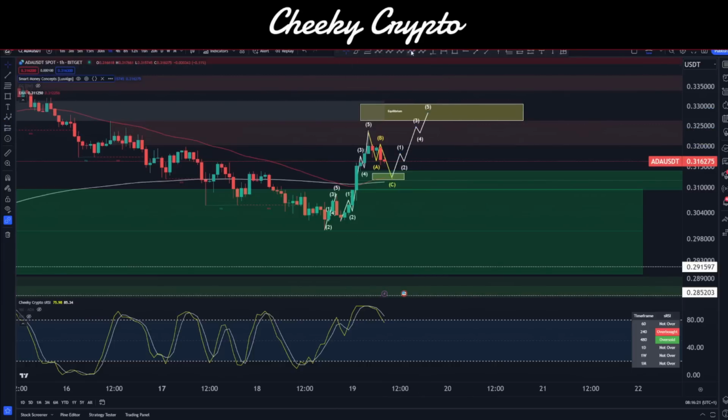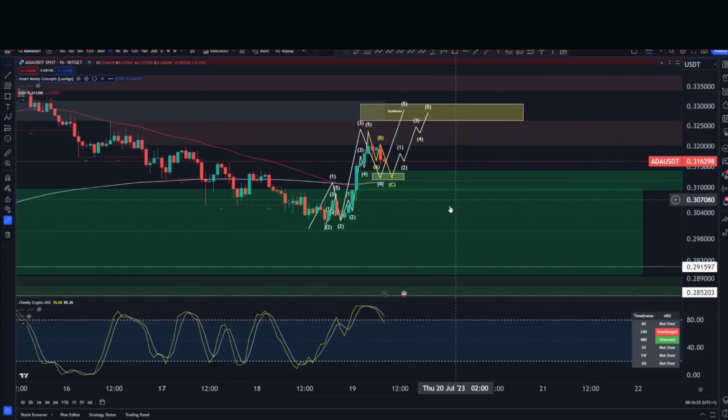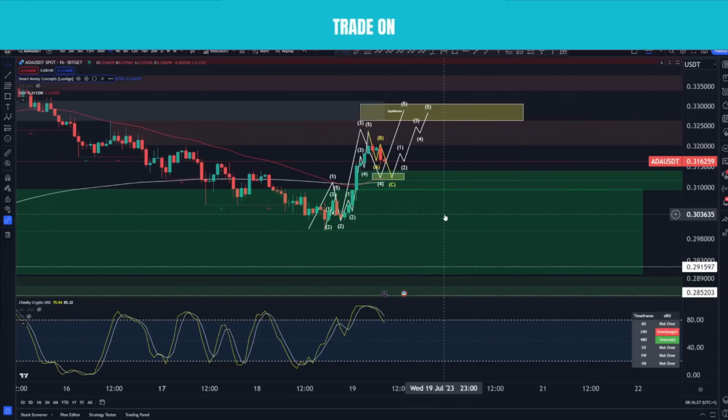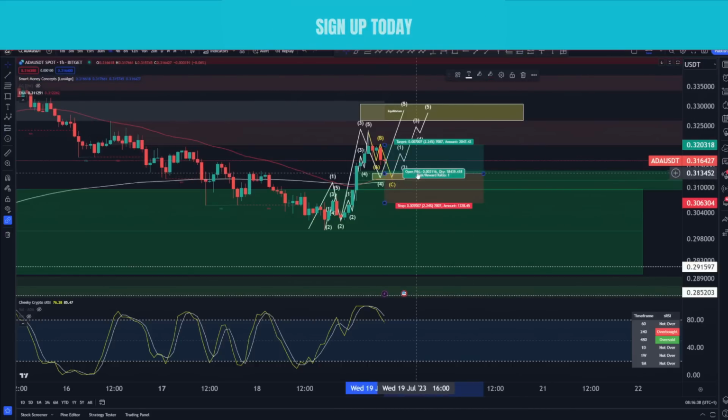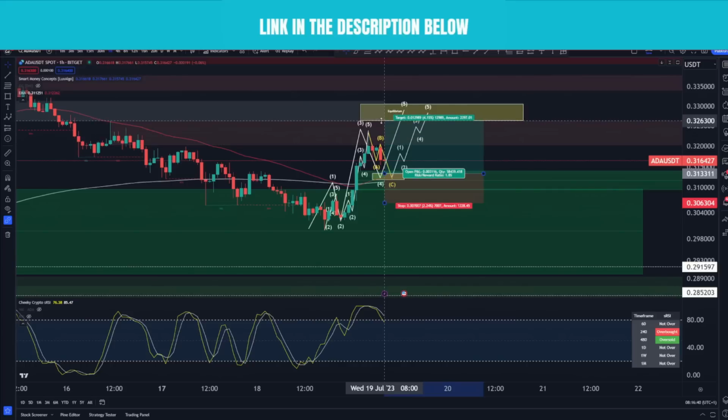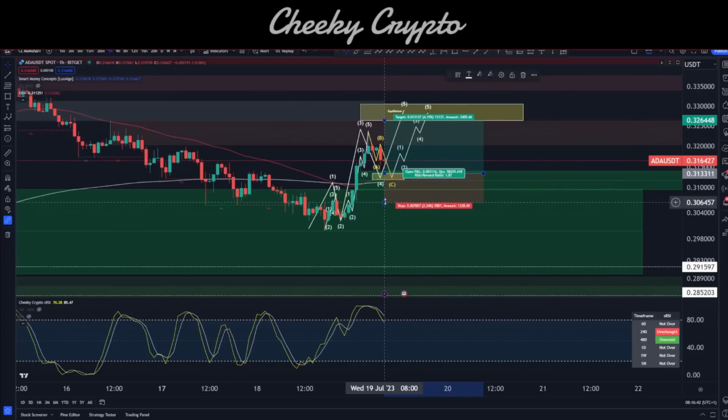And all in all, that makes a 5-wave impulsive pattern for Cardano to the upside. And that would be a really nice way to actually trade this one, right? So we'll be looking at probably going long on ADA, long at approximately 31.33, with take profit on the low side of this one at 32.6.